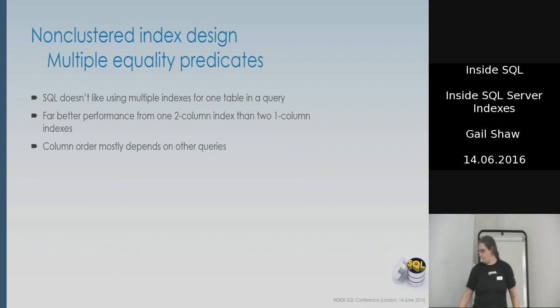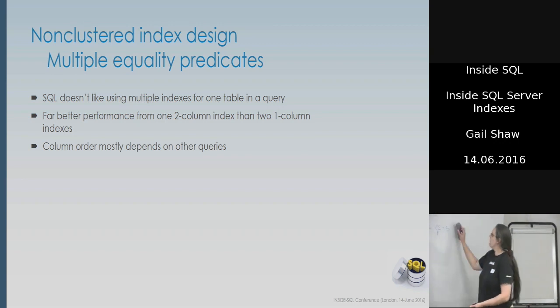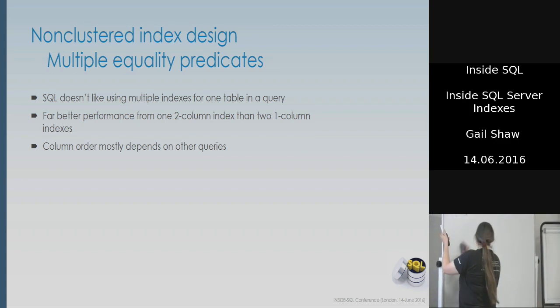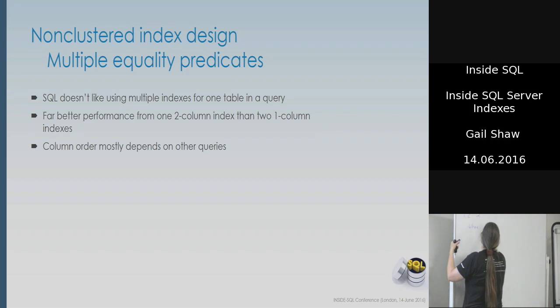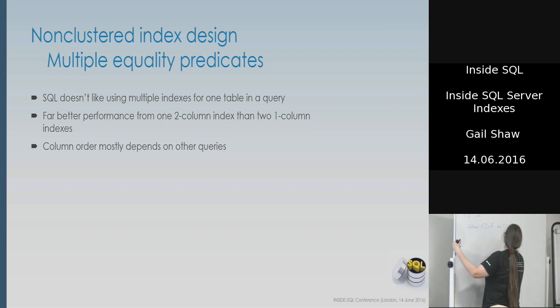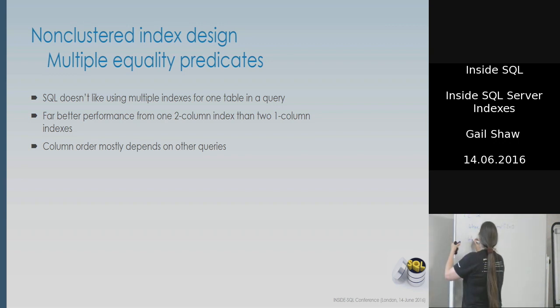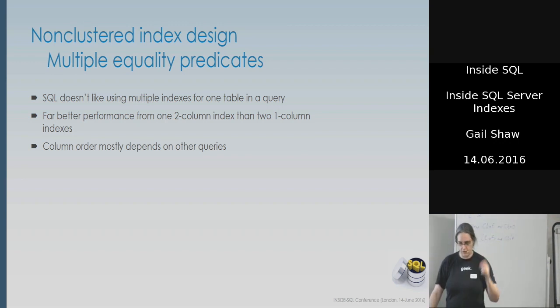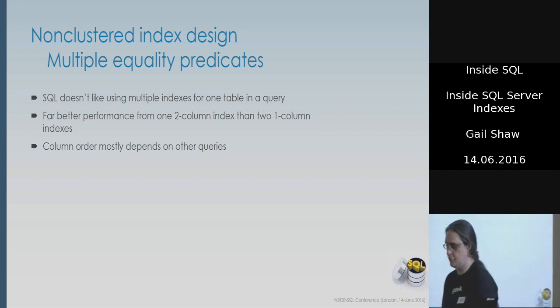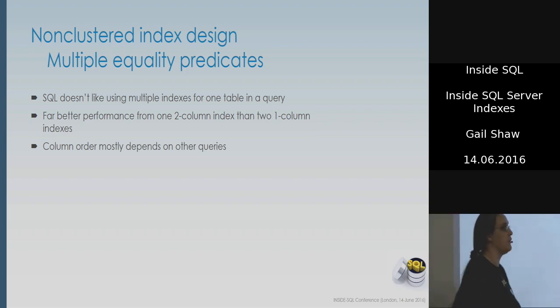So how about multiple equalities? Okay. So let's say we've got two queries now. Which one index do those two want? Actually, can they use one index? That's the first question.